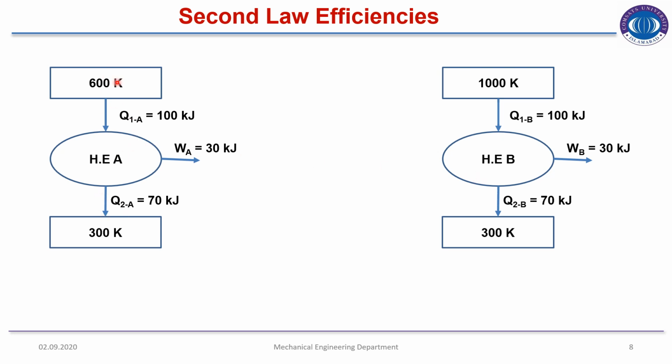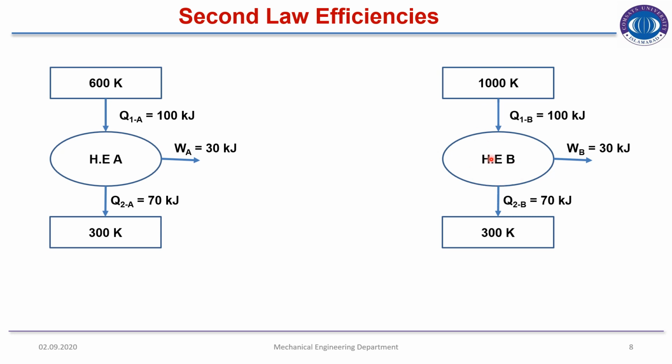First we will discuss how heat engine A is constructed. The source temperature for heat engine A is 600 Kelvin and the sink temperature is 300 Kelvin. The work output of heat engine A is 30 kilojoules. The heat absorbed by heat engine A from the source is 100 kilojoules, and the heat rejected by heat engine A is 70 kilojoules.